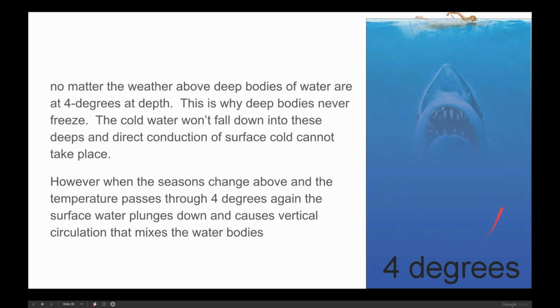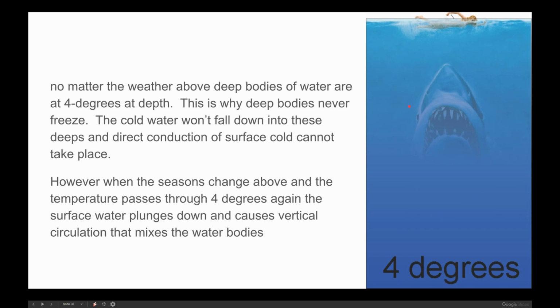And the same thing happens in the fall. The surface water might be 10 degrees, 20 degrees, and as it reaches that magic 4 again, it begins to fall, and whichever one falls first will start pushing the water back, and this giant circulation begins to happen. It's called a turnover, and this mixes oxygen and nutrients to depth.